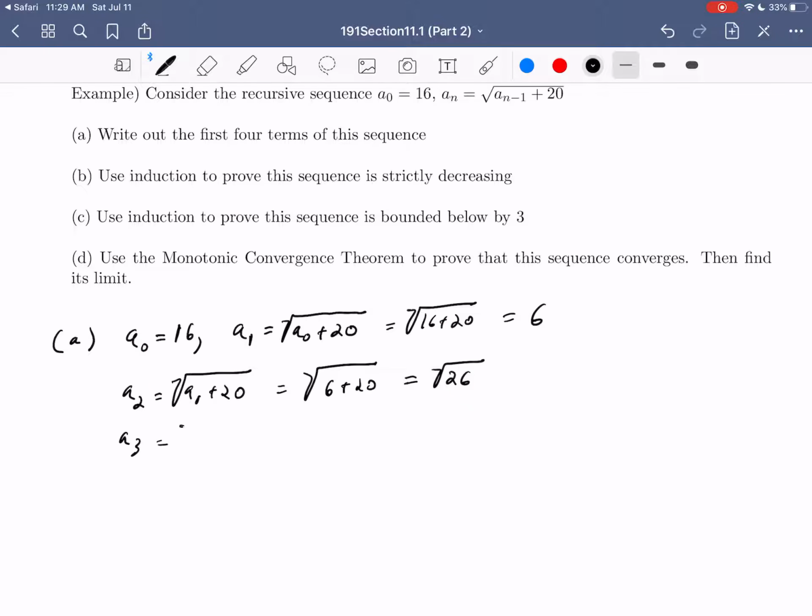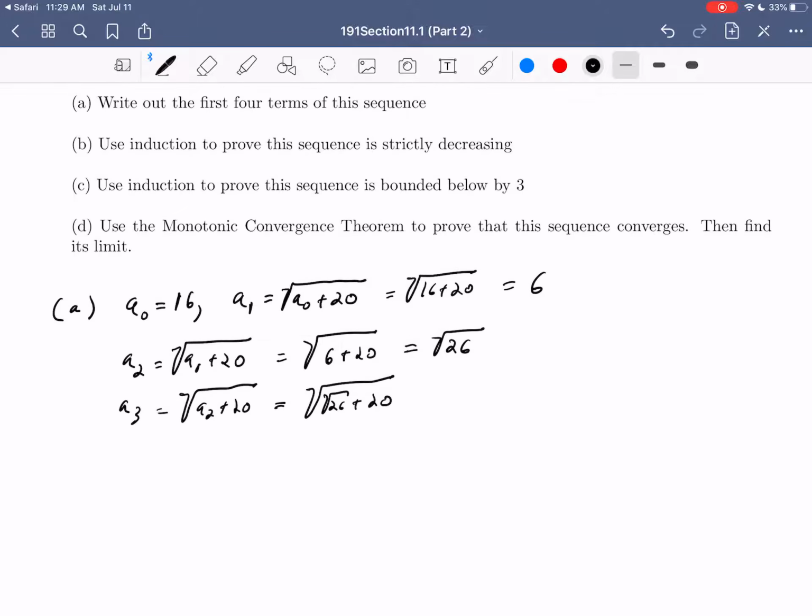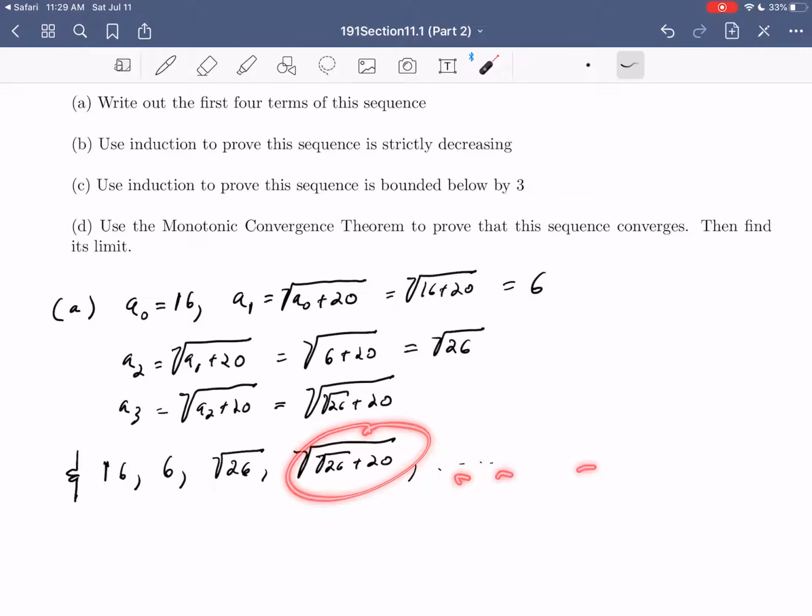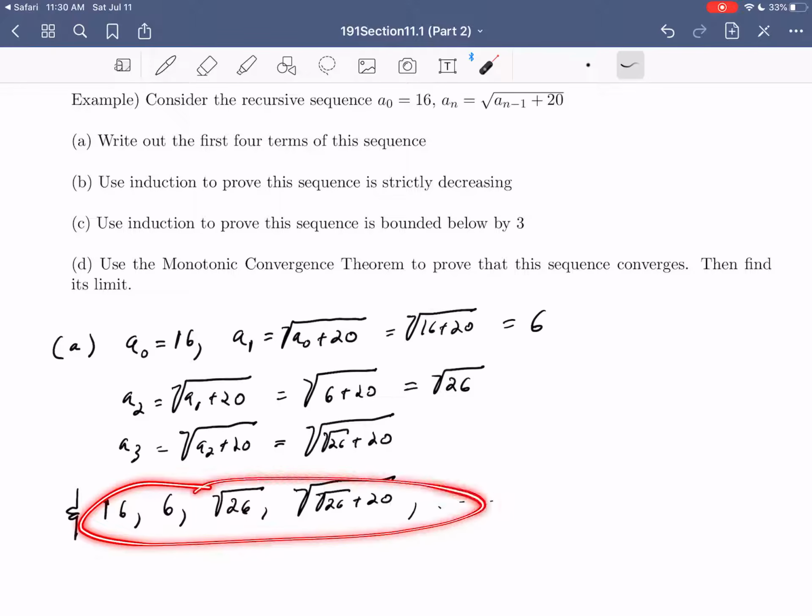a3 would be the square root of a2 plus 20, which would be the square root of the square root of 26 plus 20. So that means that our sequence, at least so far, looks like 16, then 6, then the square root of 26, and then the square root of the square root of 26 plus 20, and so on and so forth. Obviously, they're going to get much messier as we go on, because we're just going to get these compounded square roots over and over again. So there's our first four terms of our sequence.